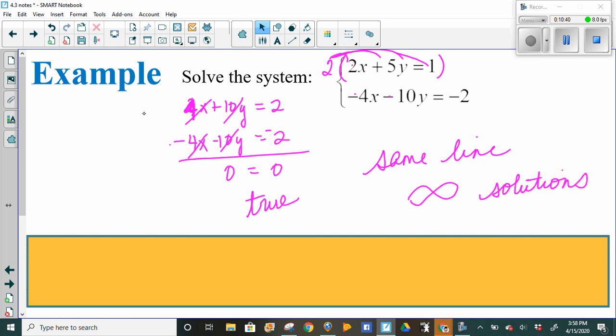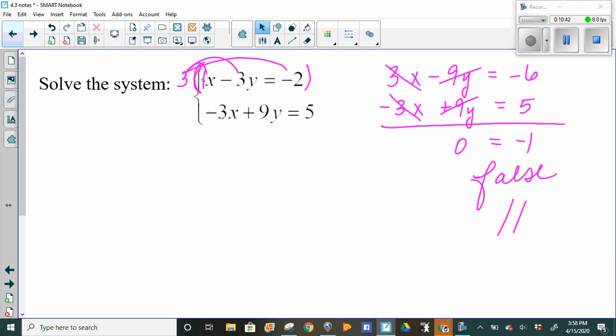solutions. Should have went back here. I forgot to mention that here when it's false and it's parallel lines, remember that means no solutions. Sorry, I just kind of whizzed past that.